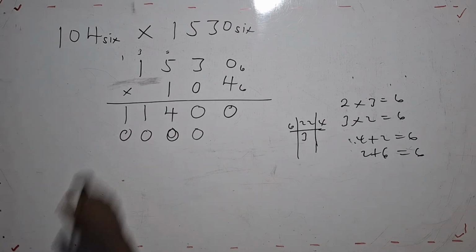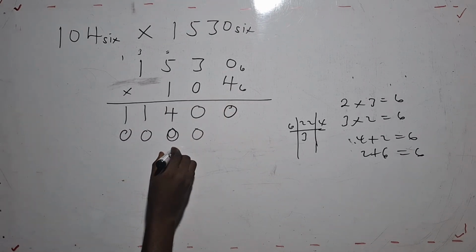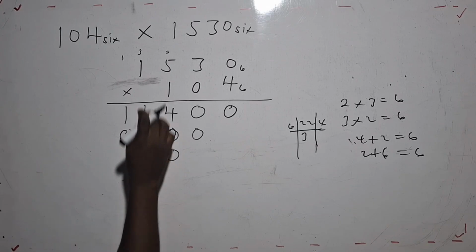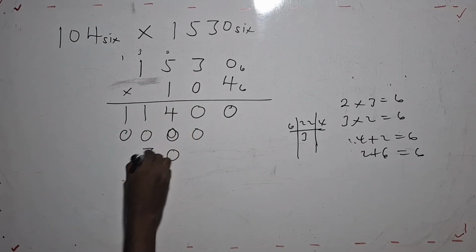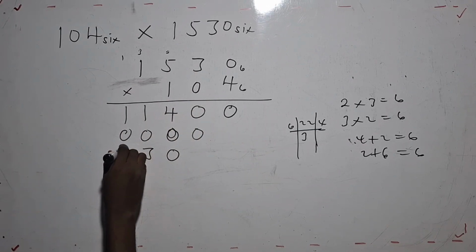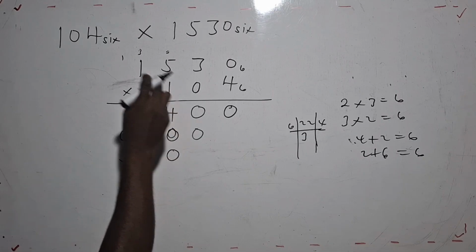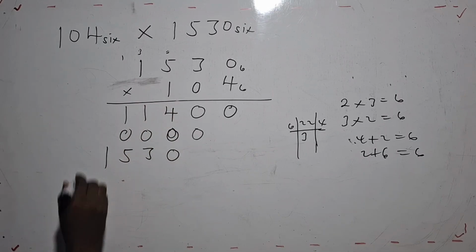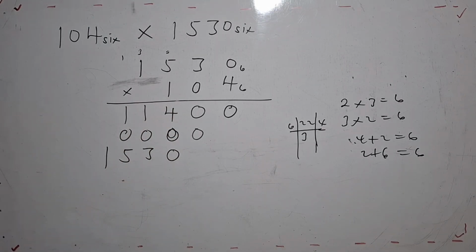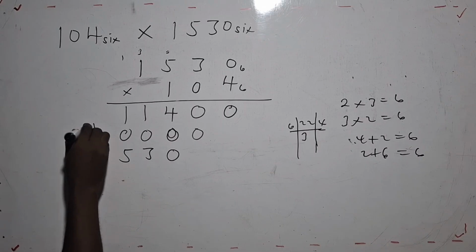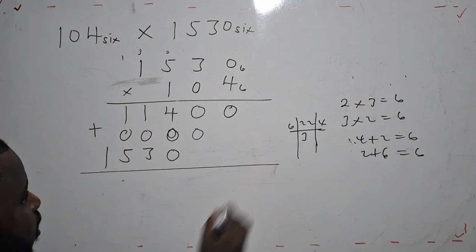Then I have the 1. Now 1 times 0 is 0. I'll come to the third number: 1 times 3 is 3, 1 times 5 gives me 5, and 1 times 1 gives me 1. So this is how it is. Then I'm going to add this side.